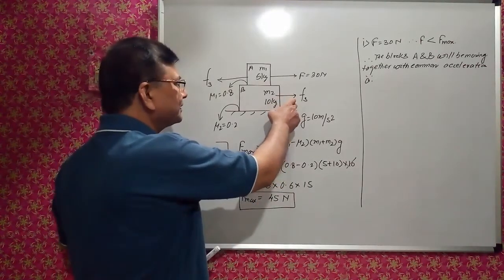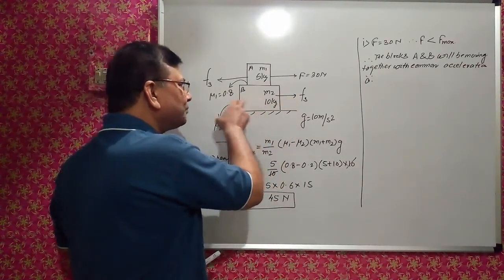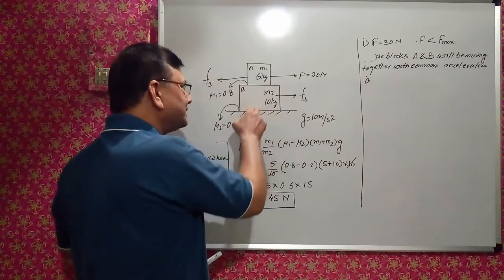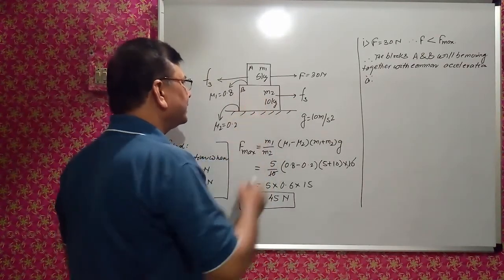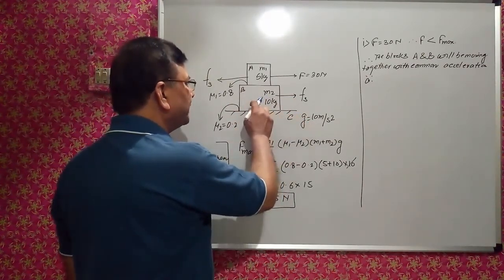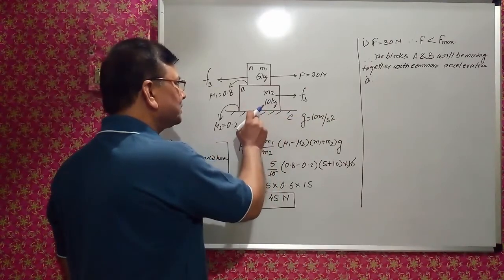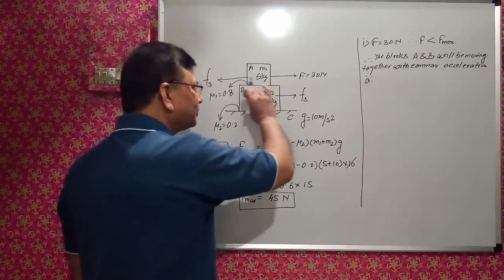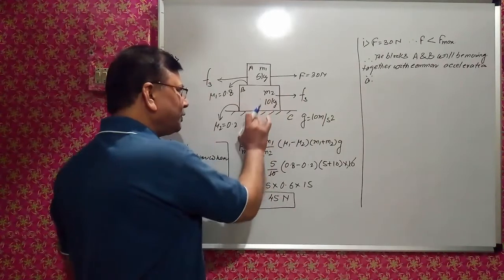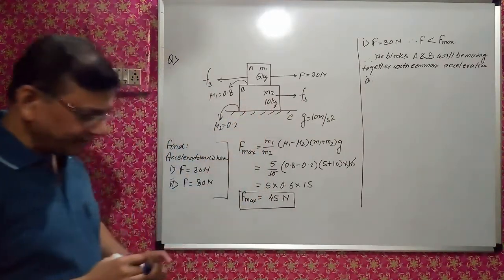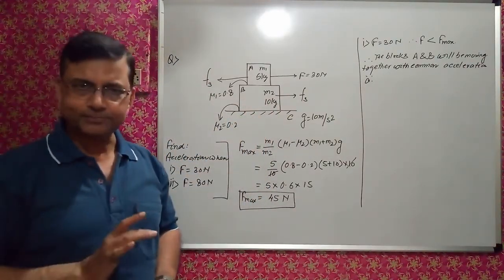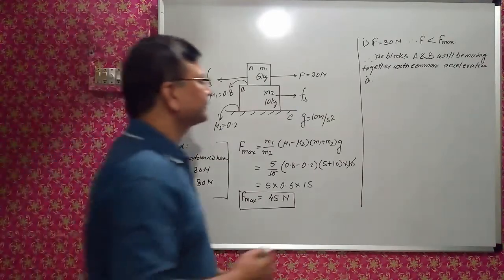And this Fs will cause this block to move. And since there is relative motion between the surfaces of B and C, because this will be moving, in between these two there will be kinetic friction, right?